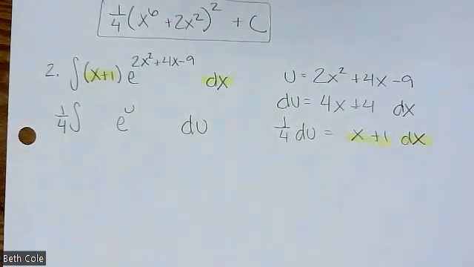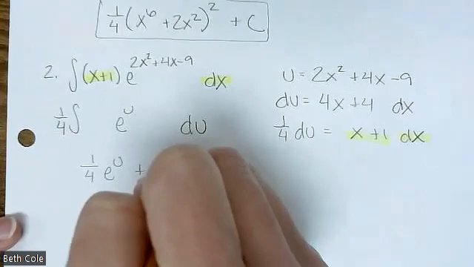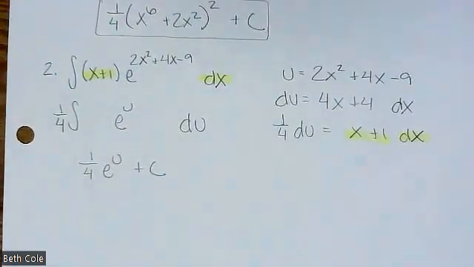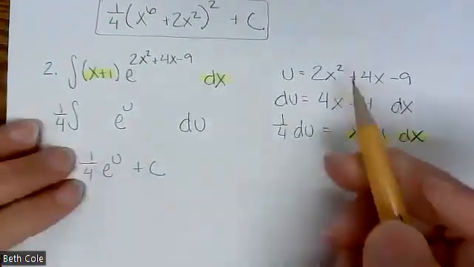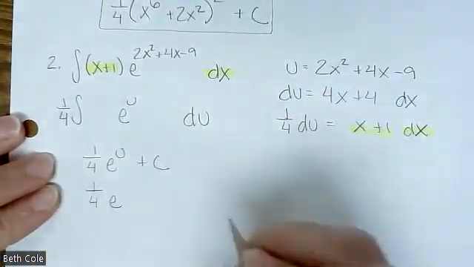Now, I said the most commonly missed step is doing the antiderivative. This one's going to look like we skipped it because what's the antiderivative of e to the u? E to the u. So it's 1/4 e to the u plus c. And your last step is to plug this stuff back in for u.